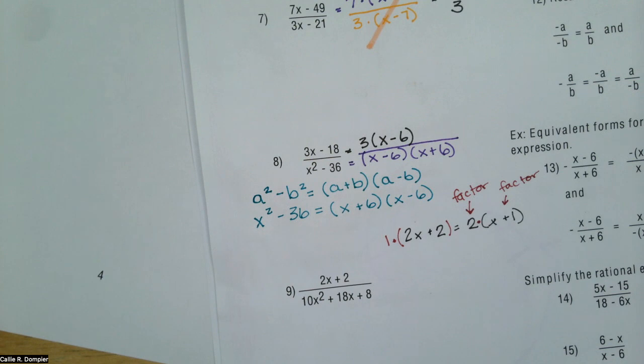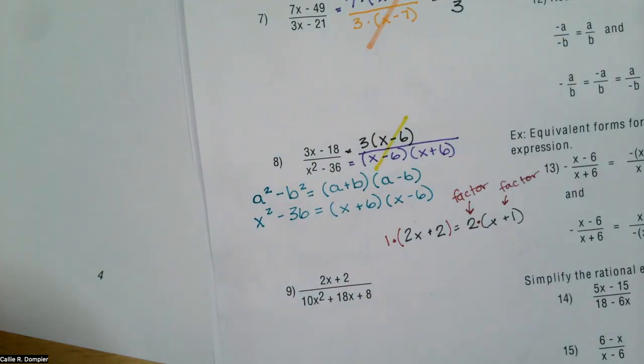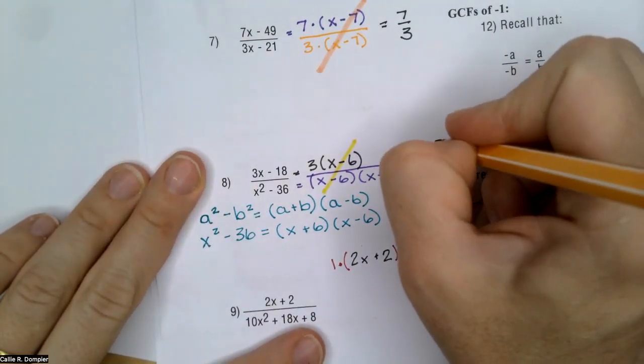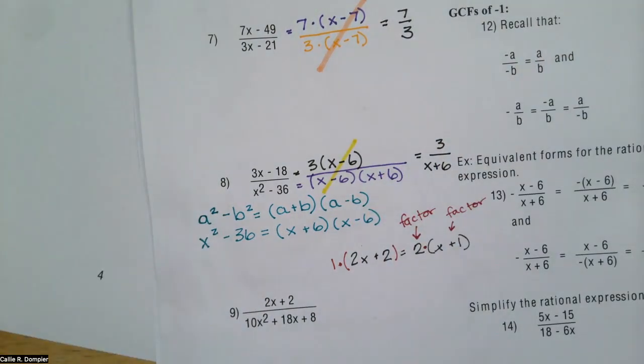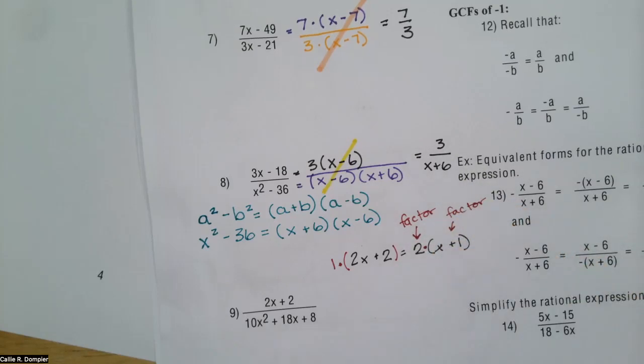And then we just cancel. The common factors are x minus 6. So we end up with, final answer, 3 over x plus 6. The parentheses don't matter because there's nothing to multiply x plus 6 by. So you can keep the parentheses, you can lose the parentheses, it doesn't matter.